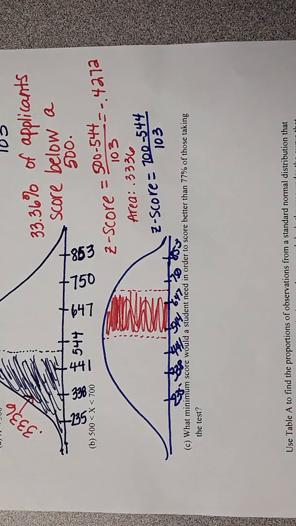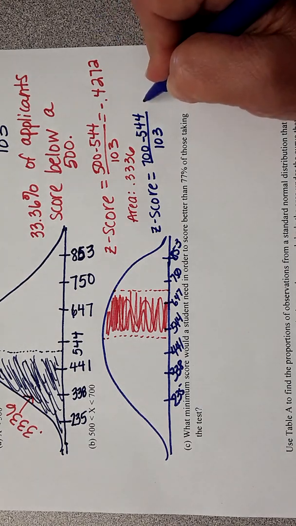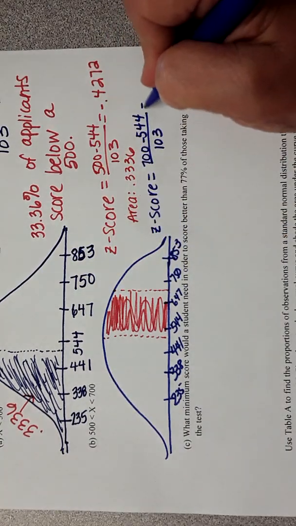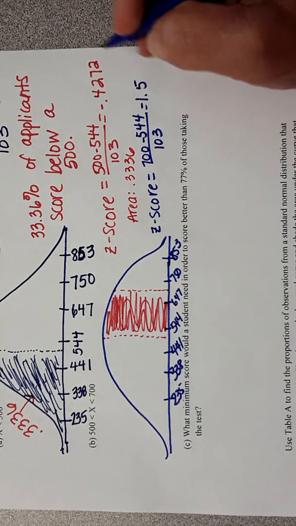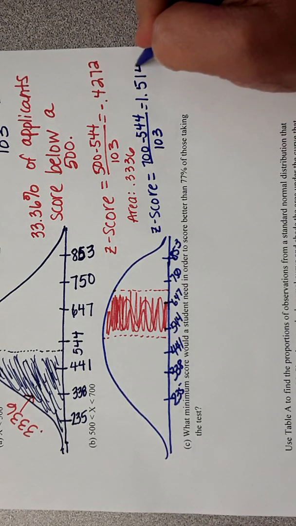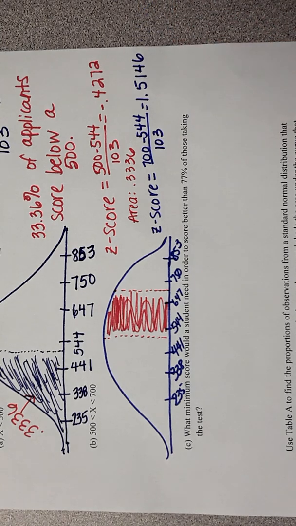And does this fall in the same spot? Is it the same? Is it positive? No. Of course not, because it's above 1. So it's 1.5146, because I rounded. Is that what everyone got? Okay.